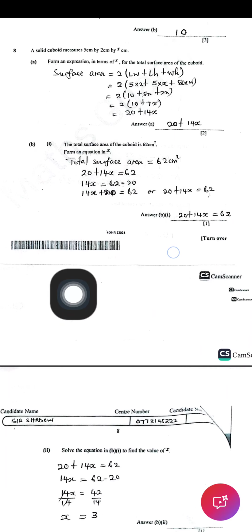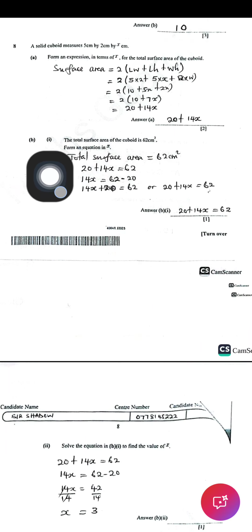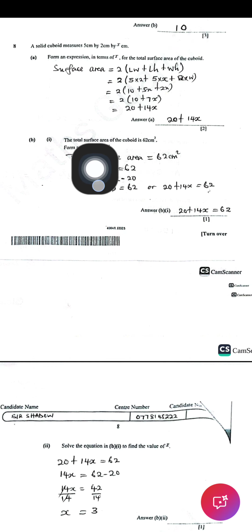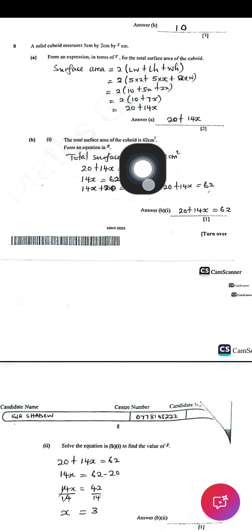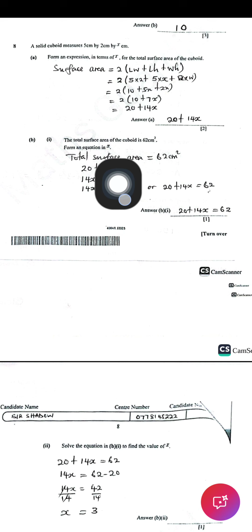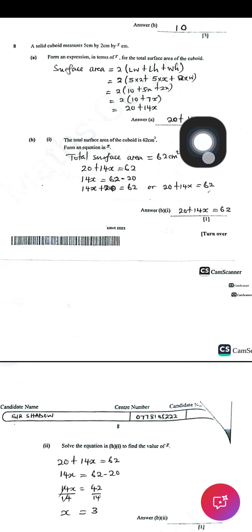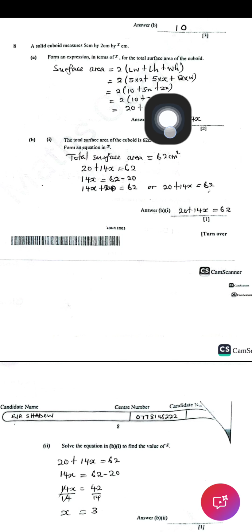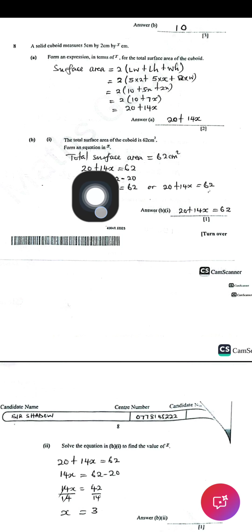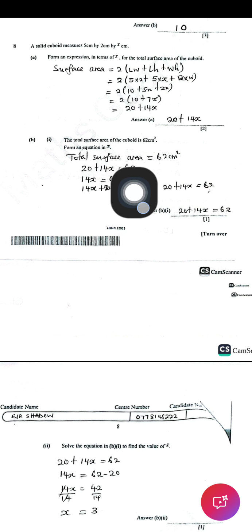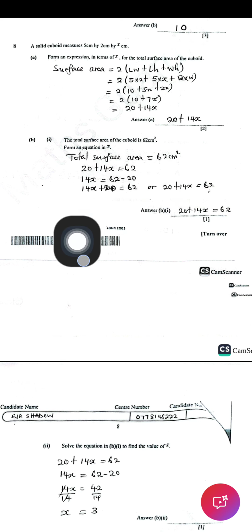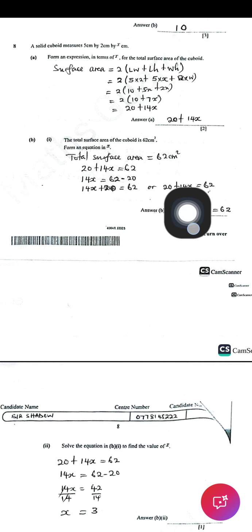Let's move on to part B. On part B, item 1, we are given that the total surface area of the cuboid is 62 square centimeters. Form an equation in x. We just want to form an equation. So you take the solution right here, 20 + 14x, and equate it to the total surface area we are given, which is 62. So this becomes 20 + 14x = 62.